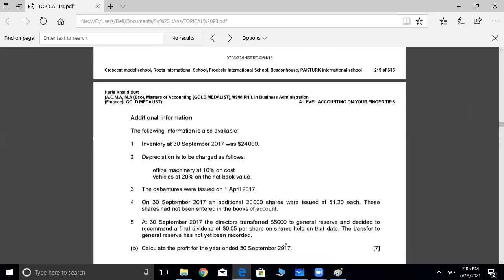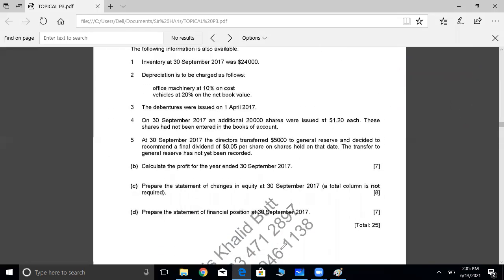Next, it says that on 30th September an additional 20,000 shares were issued at 1.2 each. These shares have not been entered in the books of accounts. आपने इन शेयर्स की एंट्री अभी तक पास नहीं की. These shares need to be entered in the books of account. What is going to be the entry for these shares? I will just do it in front of you.